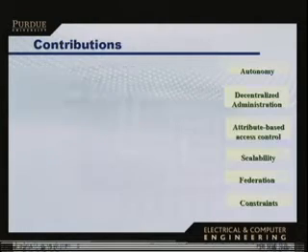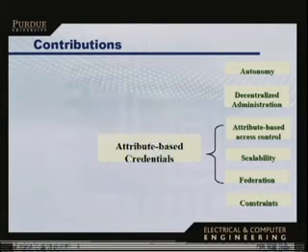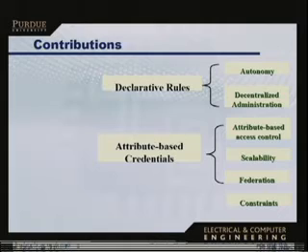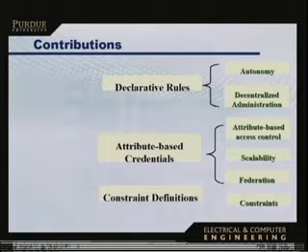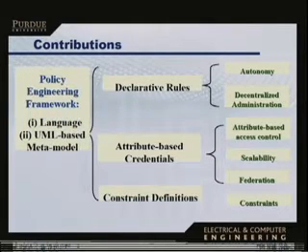So, to summarize our contributions, we have identified and developed key language components that address the requirements that we have just discussed. To satisfy the requirements for attribute-based access control, scalability, and federation, we have developed attribute-based credentials. For autonomy and decentralized administration, we have developed declarative rules. And to satisfy the constraint requirement, we have developed constraint definitions. And our policy engineering methodology brings these components together in the design of our policy language and a UML-based metamodel.